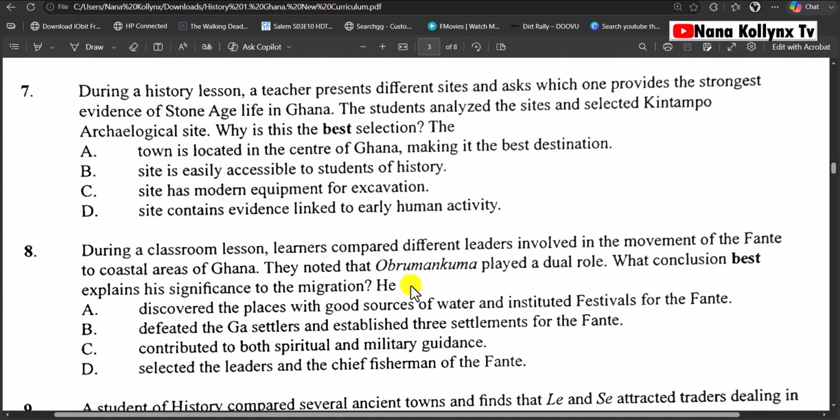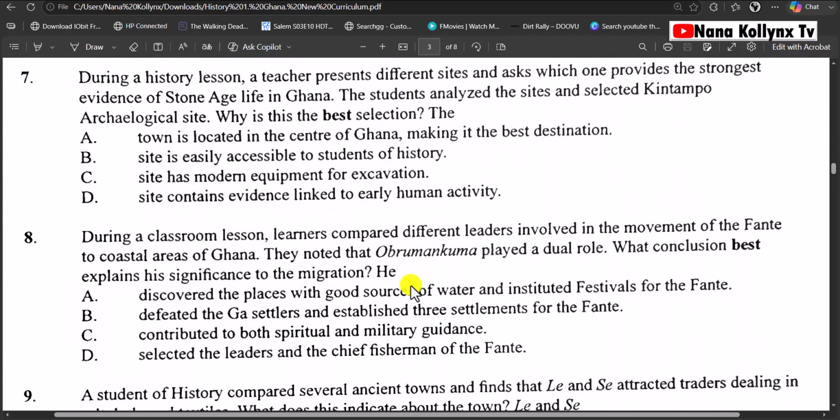7. During a history lesson, a teacher presents different sites and asks which one provides the strongest evidence of Stone Age life in Ghana. The students analyzed the sites and selected the Kintampo archaeological site. Why is this the best solution?